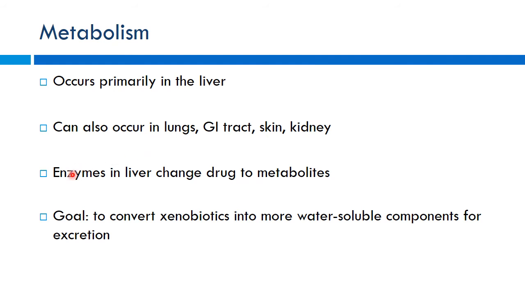Some limited amount of metabolism can happen in all these different organs. Sometimes enzymes in the liver can actually change a drug, basically turning it into metabolites. So if a drug gets metabolized, metabolites are formed. But again, the main goal here is to convert the xenobiotics into a more water-soluble form, getting ready for excretion.